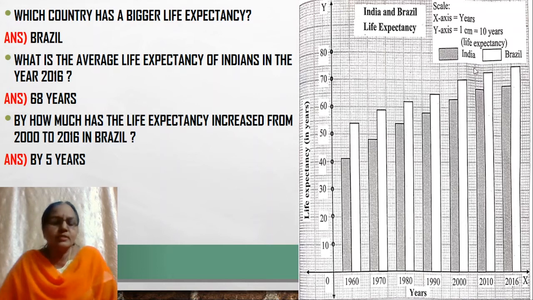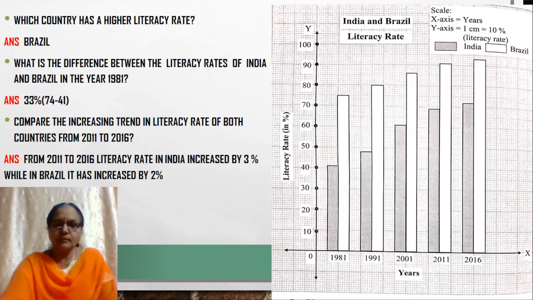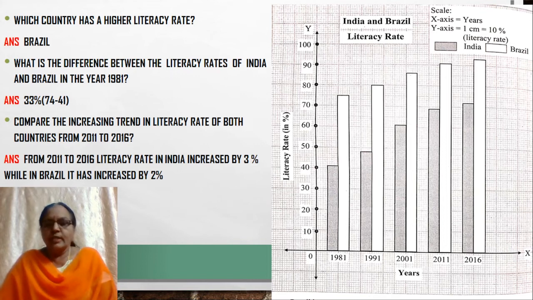So your answer is life expectancy in Brazil increased by 5 years from 2000 to 2016. So I think, children, this graph is quite clear. Now, let's move on to the third graph.